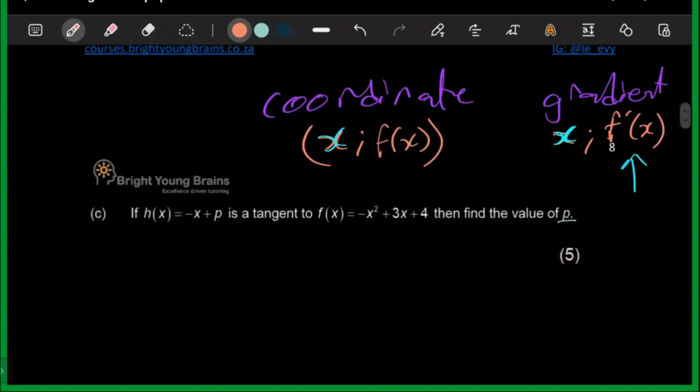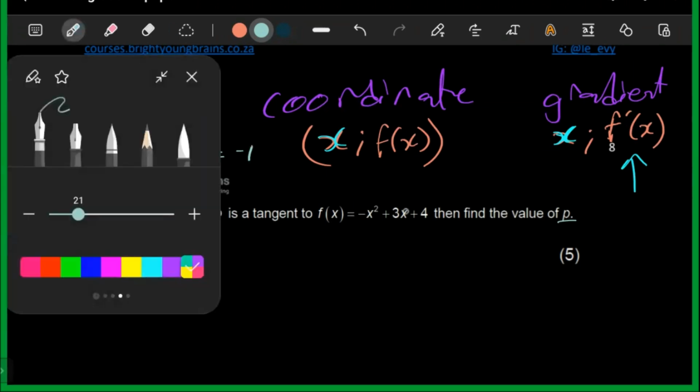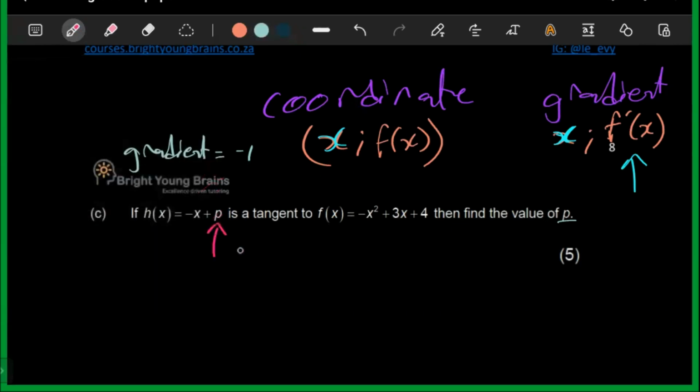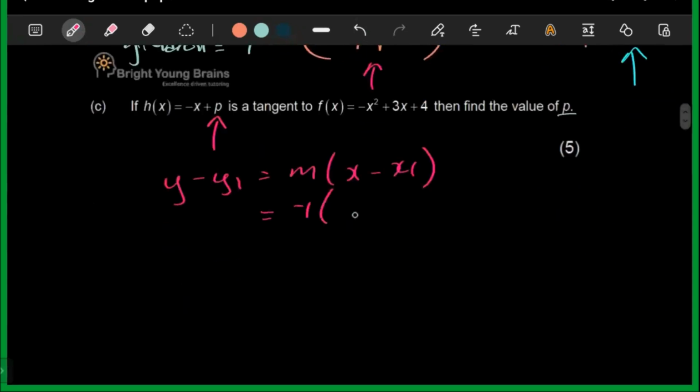If you're going to work out p, it's quite simple because here our gradient is minus 1. p seems like it is the y-intercept of our tangent. To get the y-intercept of the tangent, you want a coordinate that the tangent passes through, because a tangent is just a straight line graph. The equation of a straight line graph: y minus y1 is equal to m times x minus x1. Here we already have m, it's negative 1. So all we need is a coordinate that the graph passes through.